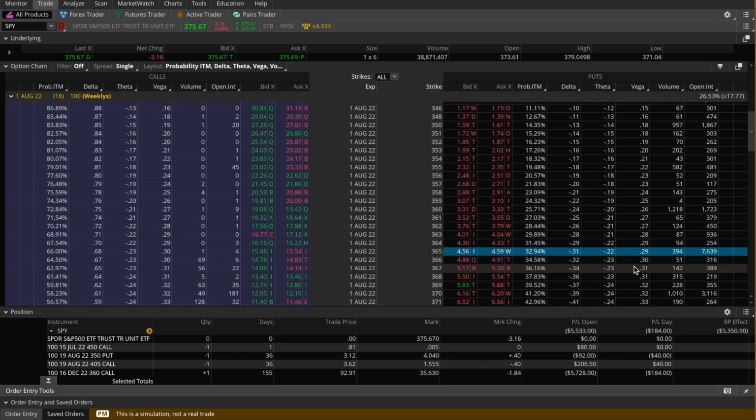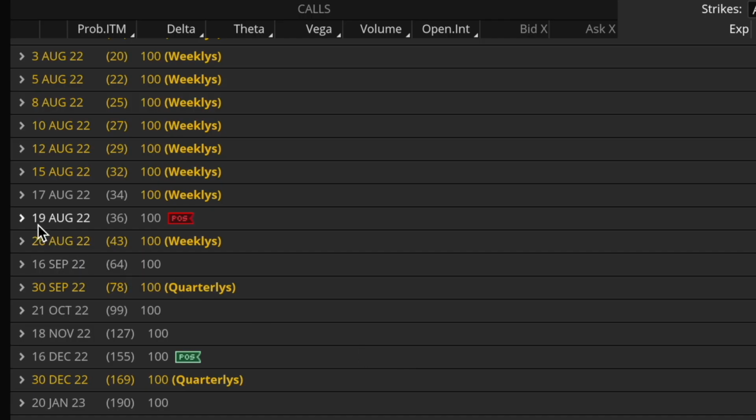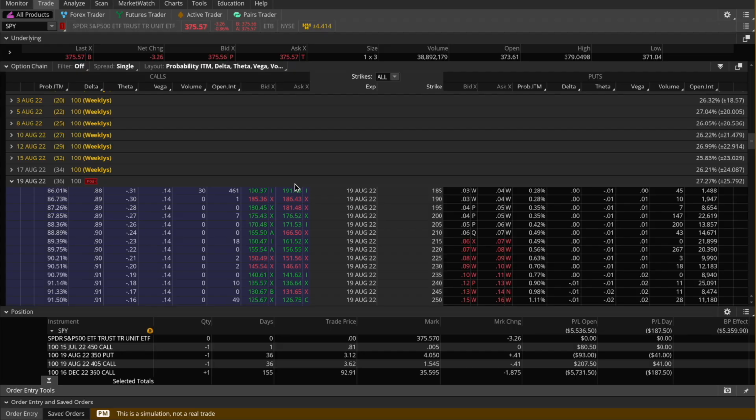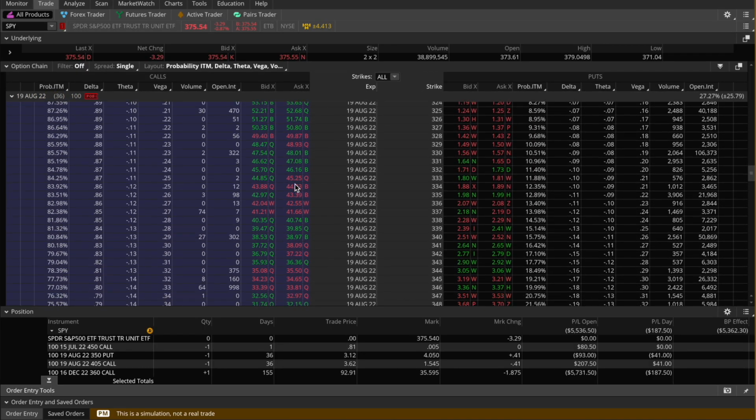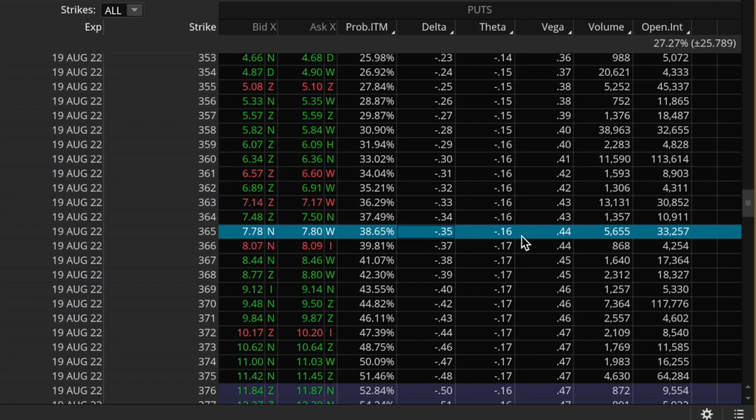So for example, if we scroll down to the August monthly contracts, which is right here, August 19th, we'll unfold that tab. And then we'll find the 365 put option in the cycle, which is going to be right here. And now as you can see here, the vega for this option is 44.